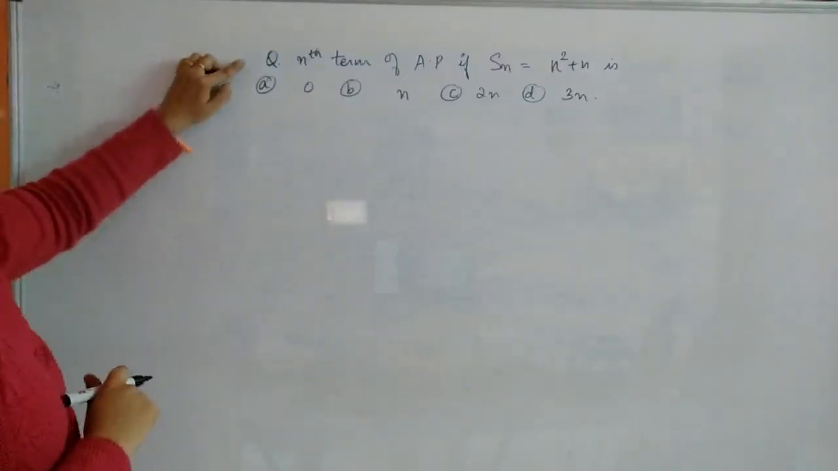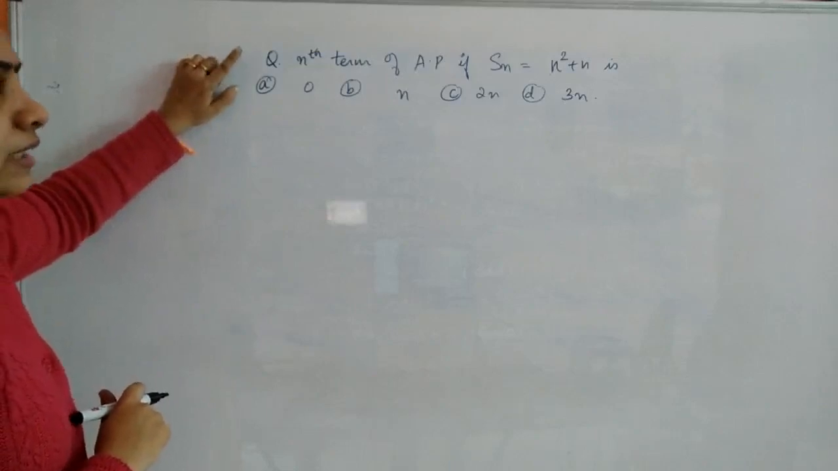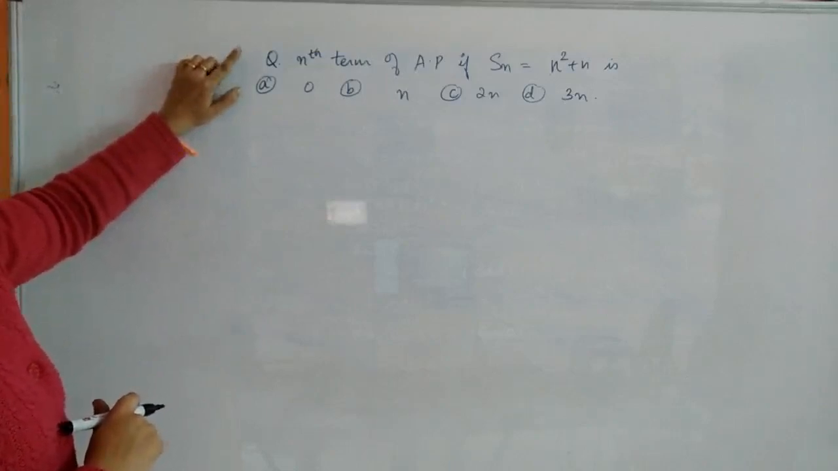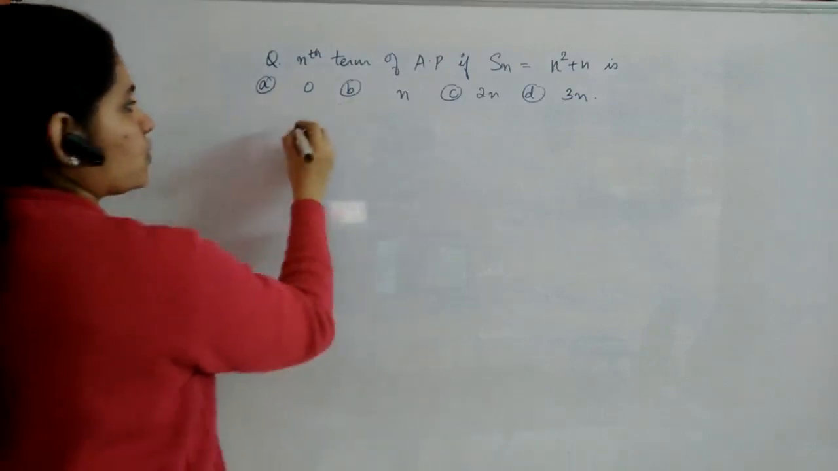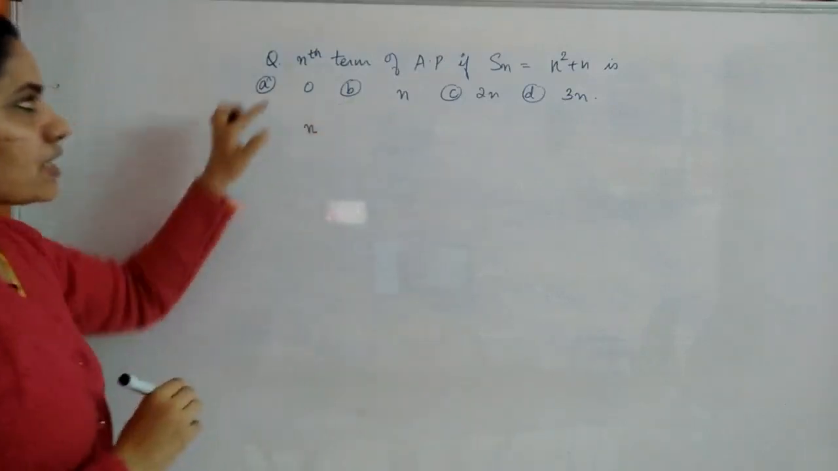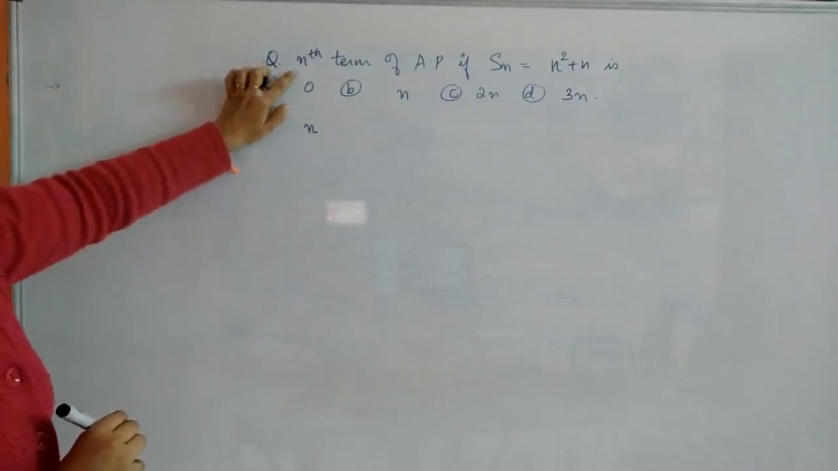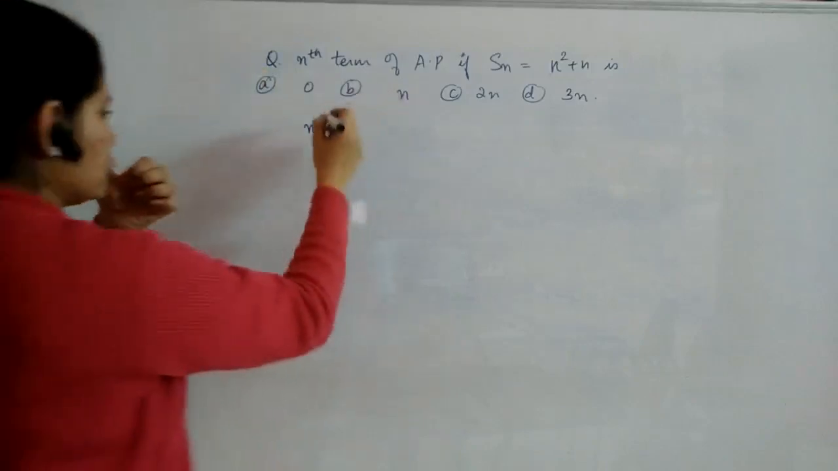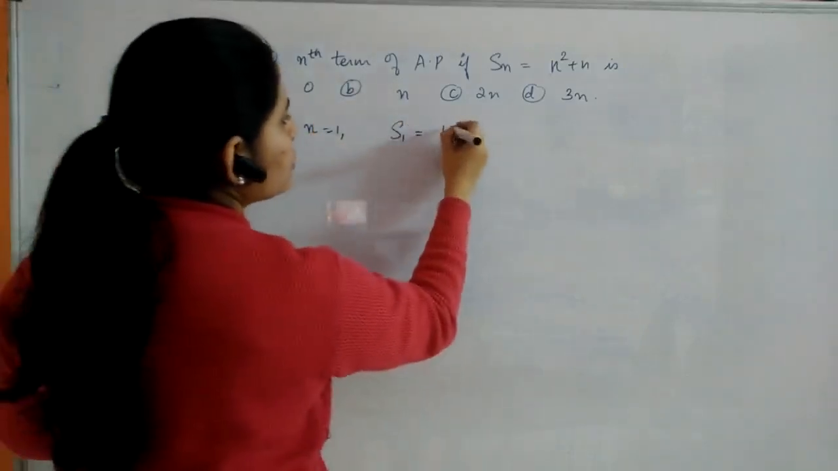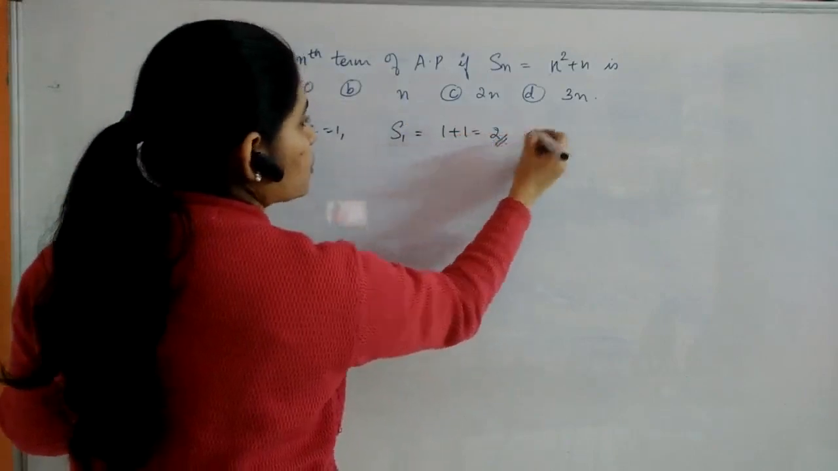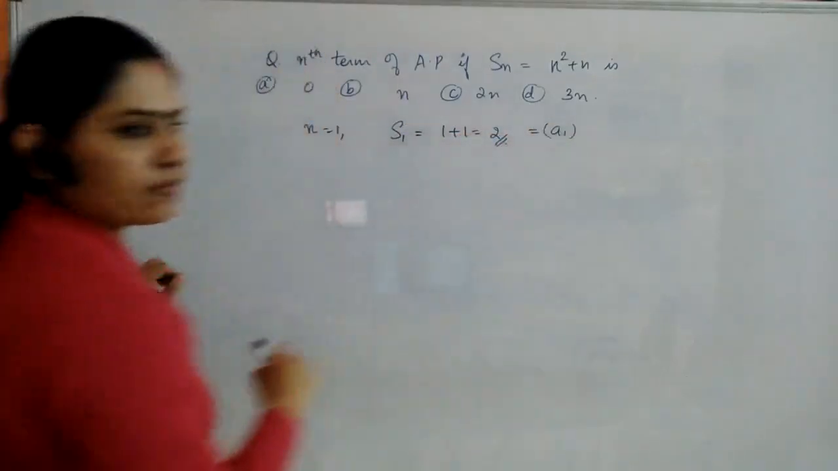So the question is nth term of an AP. You have to find out the nth term of an AP if Sn is equal to n square plus n. So for this, for the nth term, what all do you need? A and D. In order to find out the nth term, you need A and D. For that, first we will start with n equal to 1 in Sn, which will give you S1 is equal to 1 plus 1, 2. So this S1 is actually equal to A1 also.